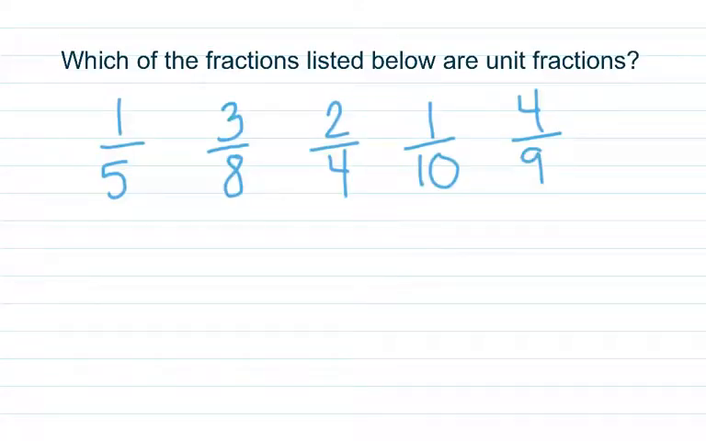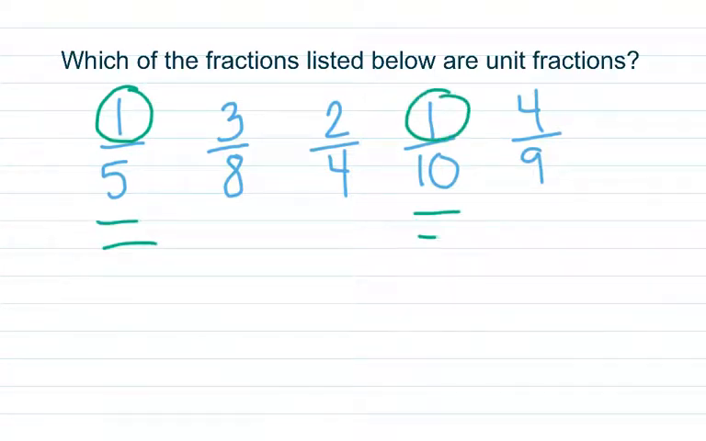So I made a list of 5 fractions here, and I want you to pause the video and then think about which ones would be considered unit fractions. Unit fractions are the fractions that have 1 in the numerator. So these two, 1/5 and 1/10, are both unit fractions, not any of those.